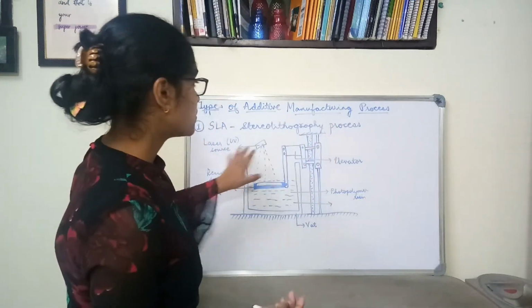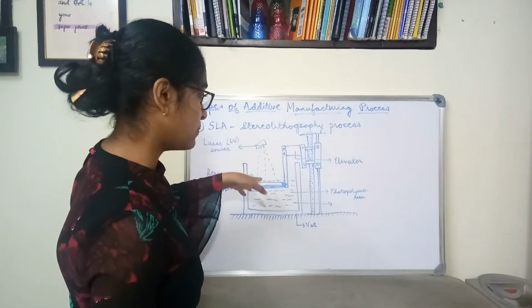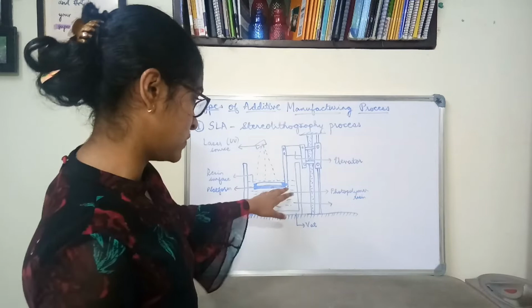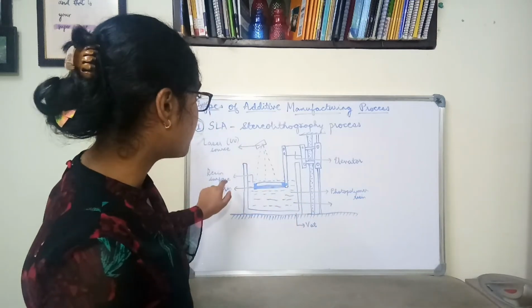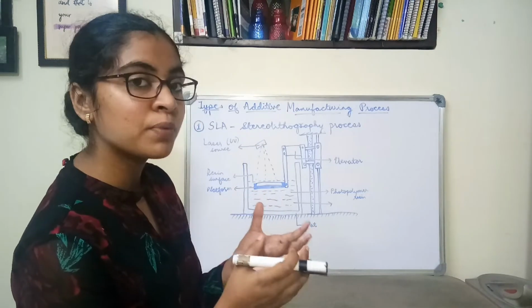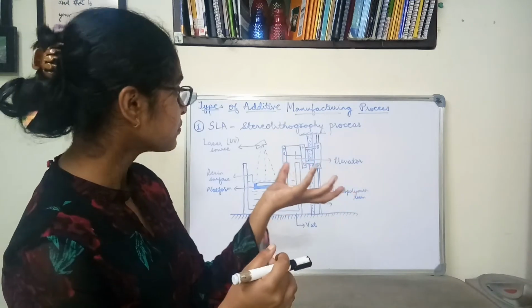So when the laser source receives this information, it starts injecting the laser beam on the surface of the resin, and the required pattern gets created on the resin. Since resin is a photopolymer, when UV comes in contact with the resin surface, it gets cured, and as a result of the curing process, that particular layer gets hardened and it dries up.